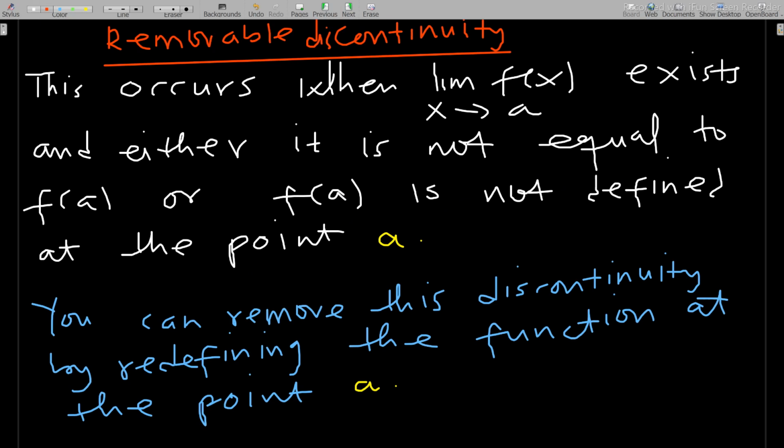Okay, the limit actually exists, and either it is not equal to f of a, or f of a is not defined at the point a. So this is very simple. For the removable discontinuity, the limit exists, but either f of a does not exist at that point, or f of a is not equal to the limit at that point. So you can remove this discontinuity by redefining the function at the point a. So you have to redefine it. Alright, let's take an example and then let's go through it, and I believe after the example you understand.